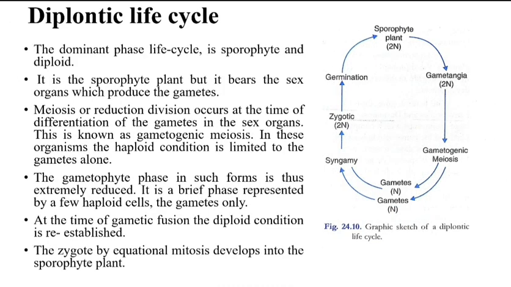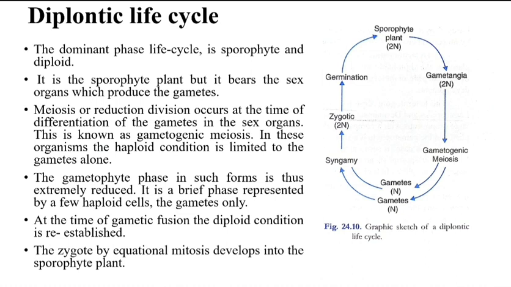Then the diplontic life cycle. The dominant phase here in the diplontic life cycle is the sporophyte, which is diploid. It is a sporophytic plant, but it bears sex organs which produce gametes. Meiosis or reductional division occurs at the time of differentiation of gametes in the sex organ. This is known as gametogenic meiosis.